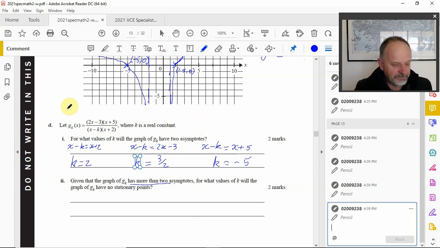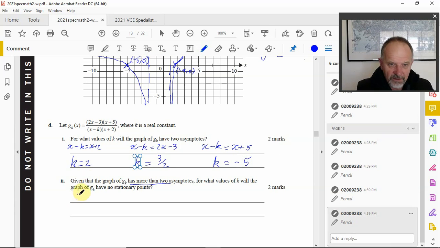All right, so what we are looking at then is we want it to have no stationary points. So the strategy we can use here is say, okay, when does it have stationary points? All right, so if we find out when it does, then we can exclude those and include everything else. That's the strategy we're going to use. So what we're looking at is g'_k(x), where that's equal to 0.